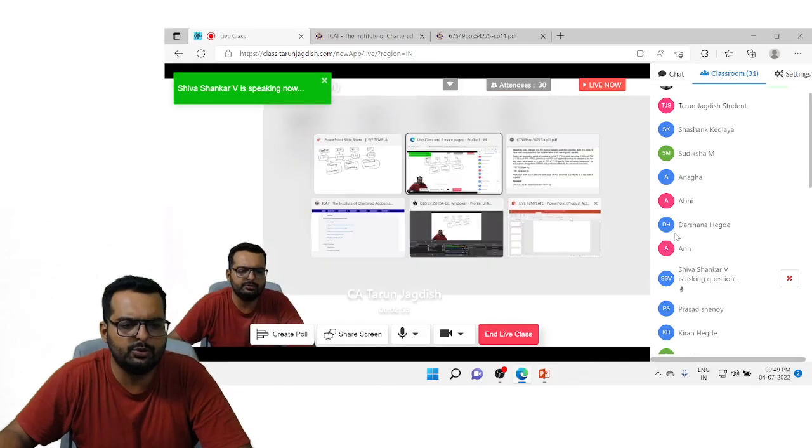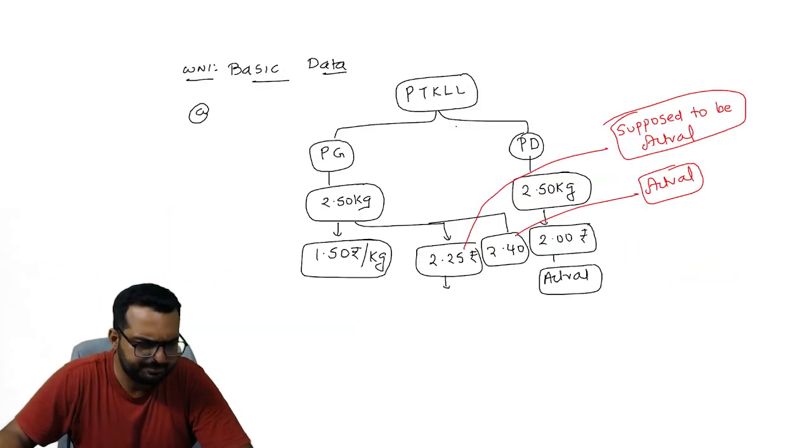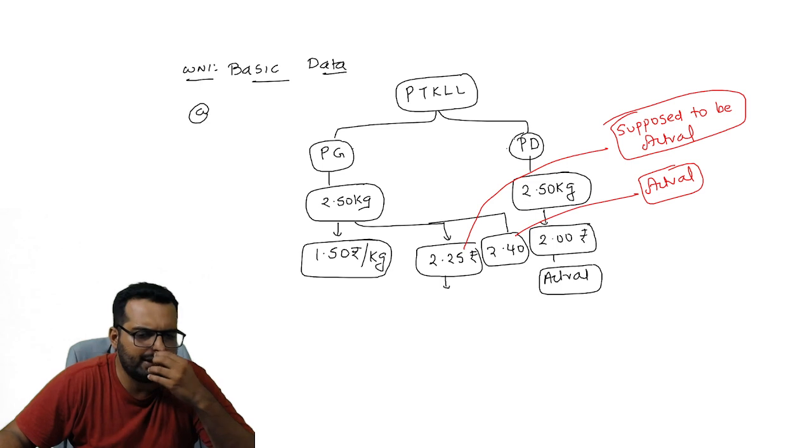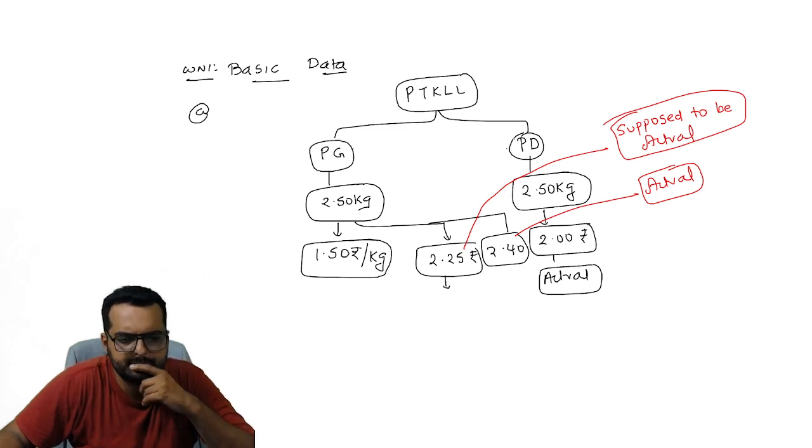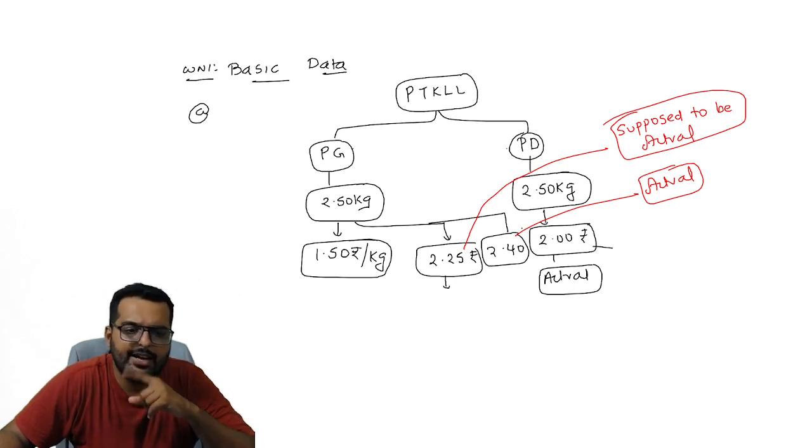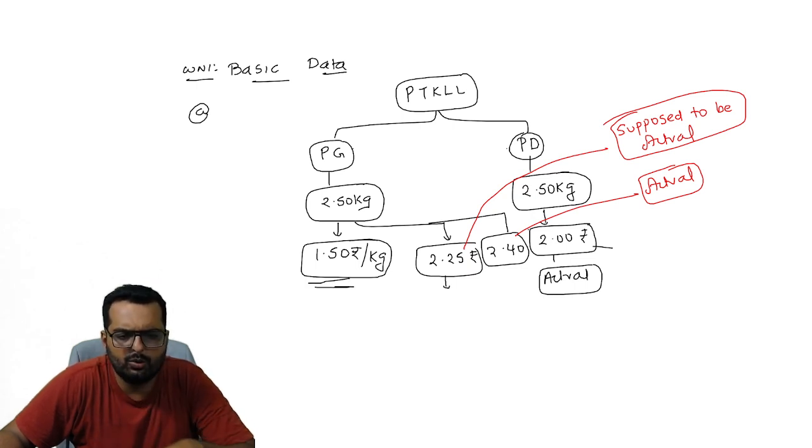Exactly. See, they could have chosen any one of the products, right? They could have chosen PG also, PD also, correct? Had they selected PD, how much price they would have had to pay? 2 rupee. Exactly. The original budget was how much? But out of 2, 2.25 and 2.4, which is the cheapest price?